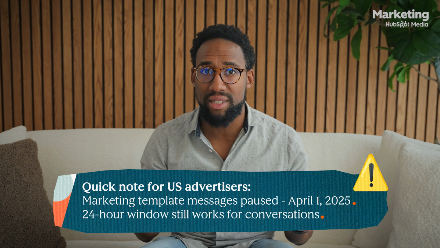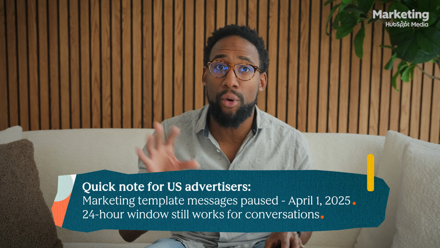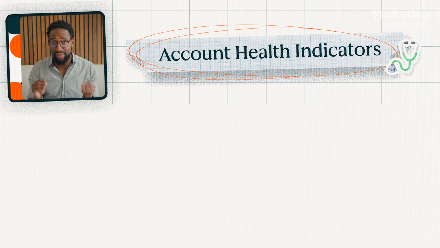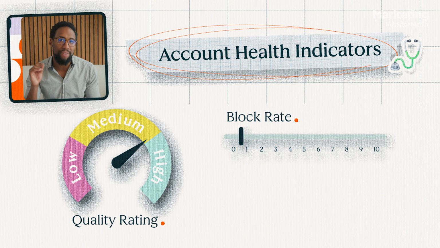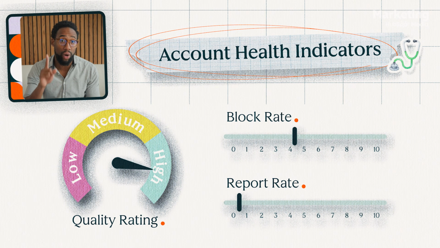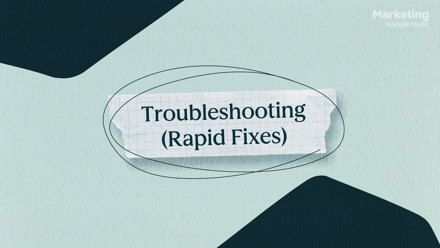For US advertisers, marketing template messages are paused as of April 1st, 2025. You can still run ads and chat freely inside the 24-hour window. To keep your account healthy, maintain a high or medium quality rating and keep that block rate under 5% and report rate under 1%. Now let's dive into troubleshooting.